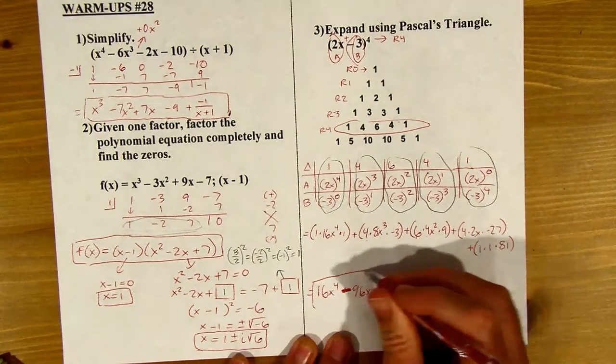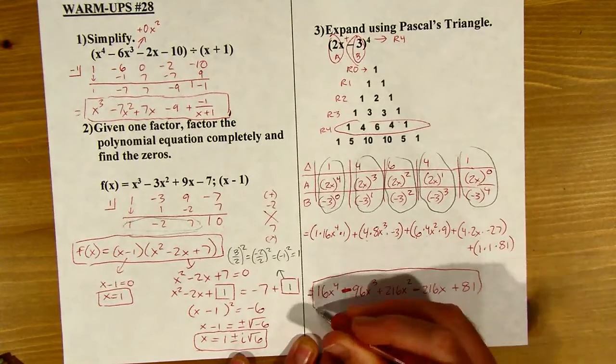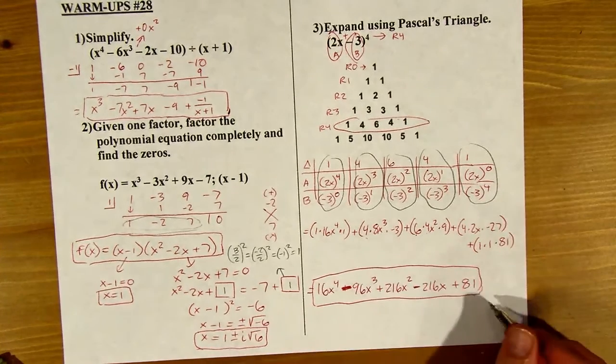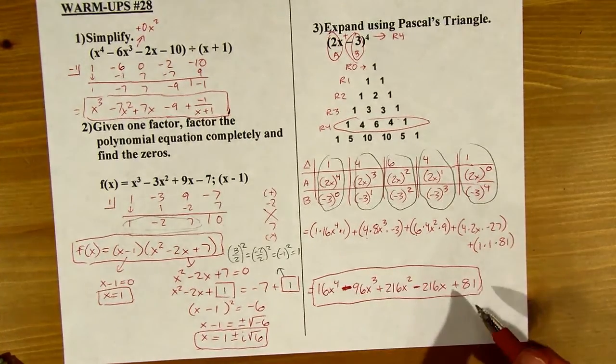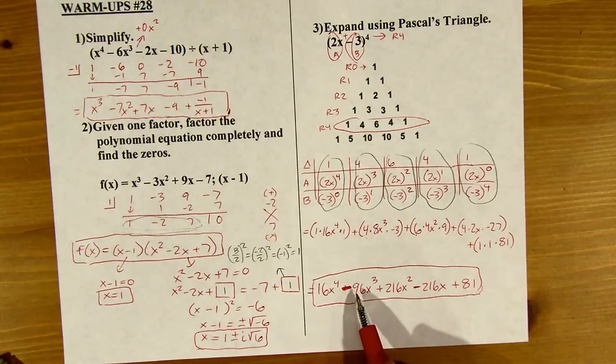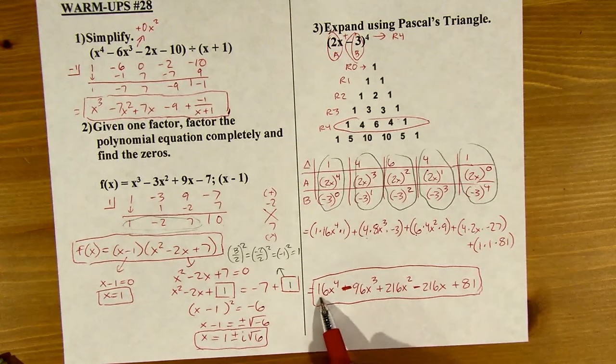On these problems, when you expand binomials like this, sometimes all the terms will be positive, sometimes they'll all be negative, and the other option is they will alternate signs. So you see how we got positive, negative, positive, negative, positive. So it's either going to alternate or all the signs are going to be the same.